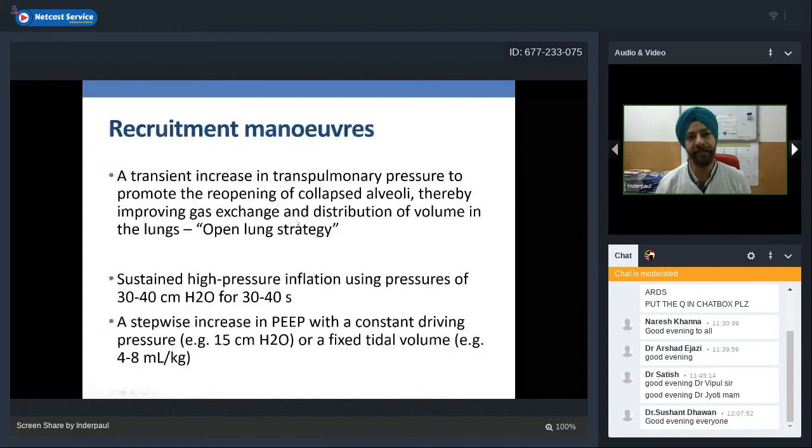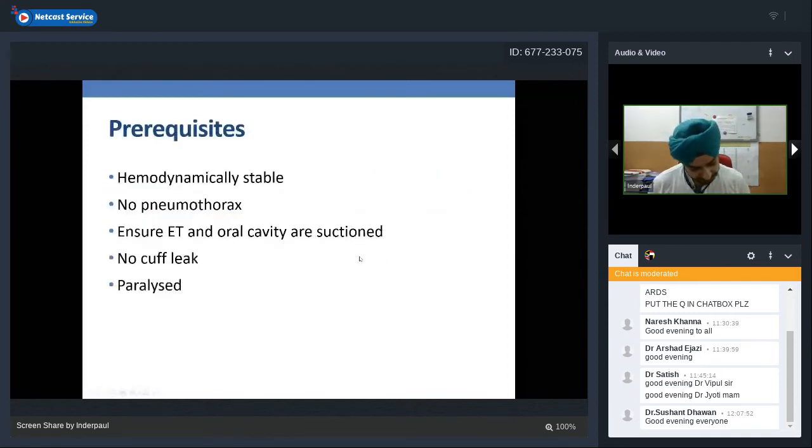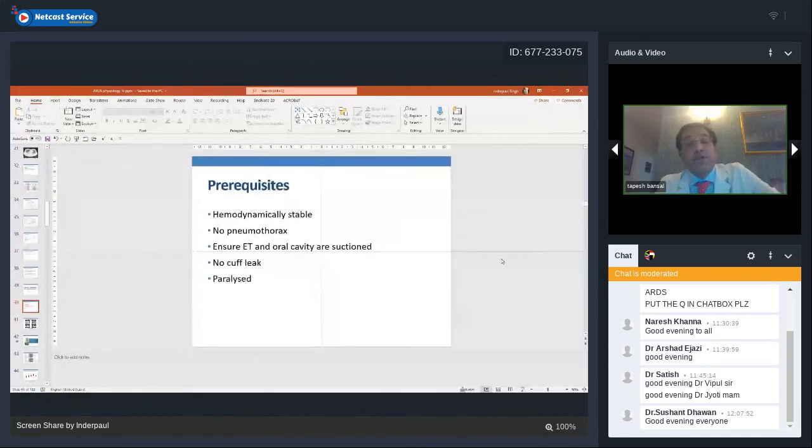And there are many methods of doing recruitment. Few of the common ones are using a sustained high pressure for 30 to 40 seconds, and the other ones are gradually increasing PEEP, trying to achieve the lowest driving pressure or lowest plateau pressure with increasing PEEP. So I would just like to add, just one thing about recruitment. Just like to clarify that for the audience. Like sir has said, there are many methods.